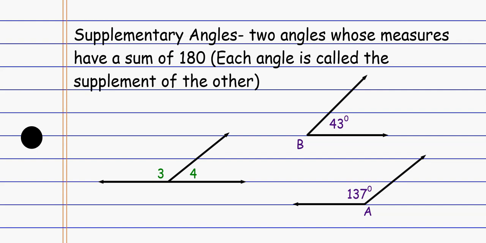Likewise, they don't have to be adjacent angles. Again, just like complementary, they don't have to be adjacent. If I look at angles A and B, those are not adjacent angles, but they still add up to 180 degrees. Therefore, those are supplementary angles, okay? So complementary add up to 90, supplementary add up to 180.